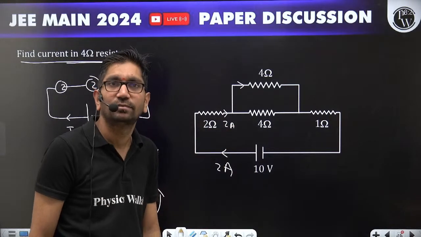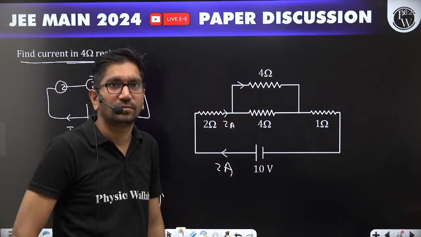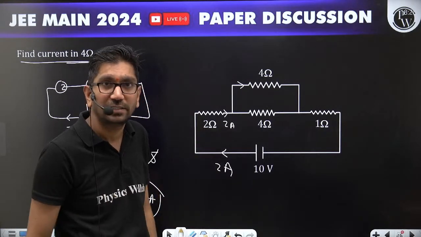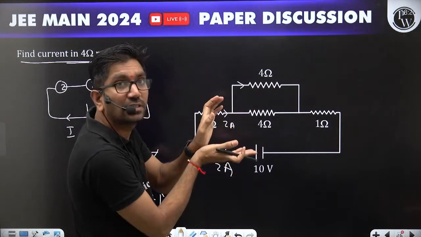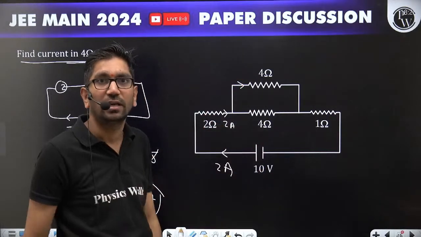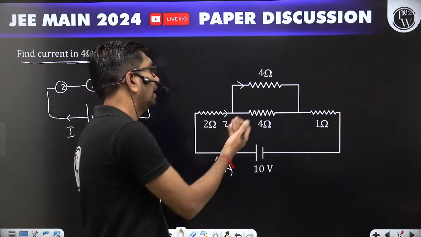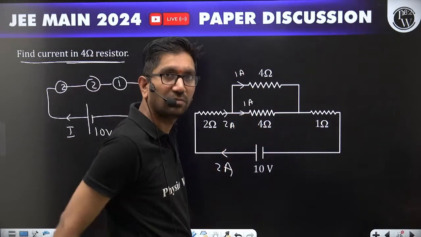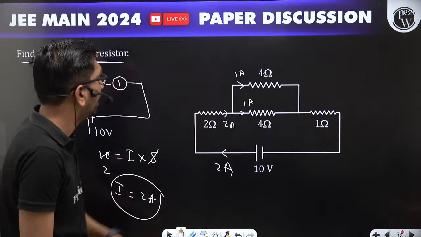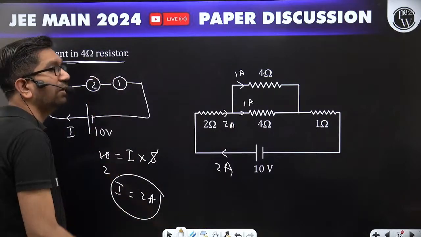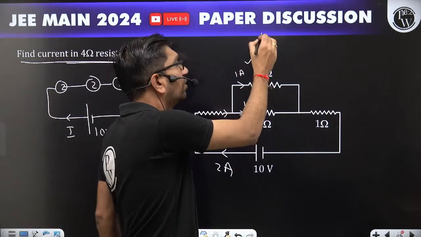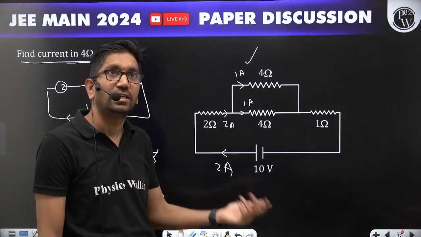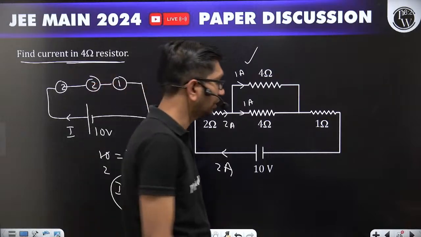Observe carefully. Resistors are the same. Then the current will be equally divided. If the resistances are the same, then the current will move equally. So finally 1 ampere goes from here and 1 ampere goes from here, beta. So what is the current in the 4 ohm resistance? 1 ampere is the final answer. Chalo. So let us move toward the next question now.